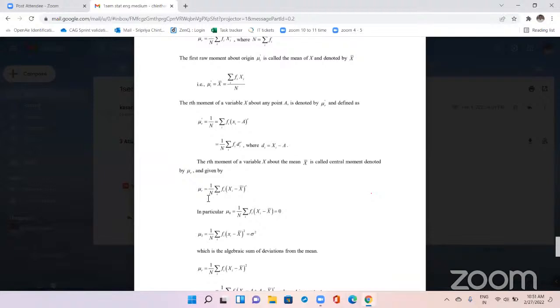Here you can see mu r is equal to 1 by n sigma fi into xi minus x bar to the power of r. If you are taking r equal to 0, so mu 0 equals 1 by n sigma fi into xi minus x bar whole to the power of 0. So any number to the power 0 is equal to 1. Got it? 1 by n sigma fi, sigma f is equal to n, n by n is equal to 1. So mu 0 is equal to 1, you should get one value.